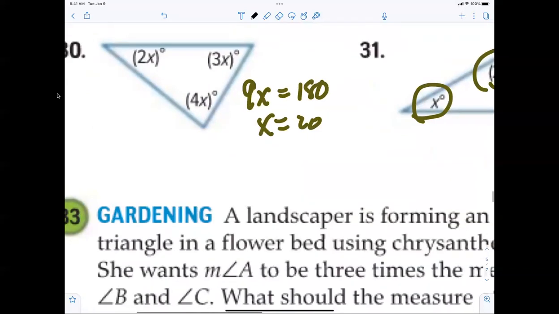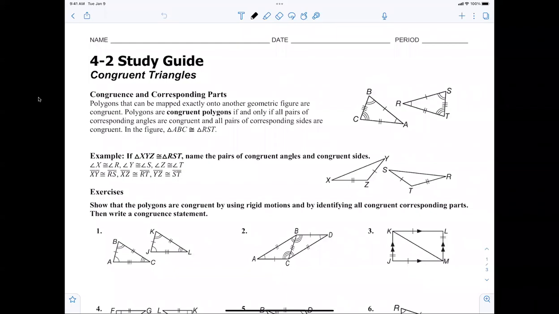The angles add up to 180, right? 2x plus 3x plus 4x equals 180. Simple as that. All right, let me put things on pause. Really simple. Okay, congruent triangles.